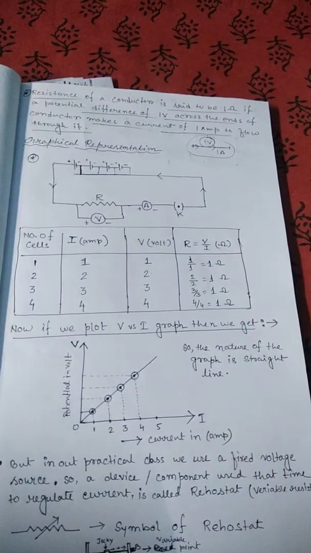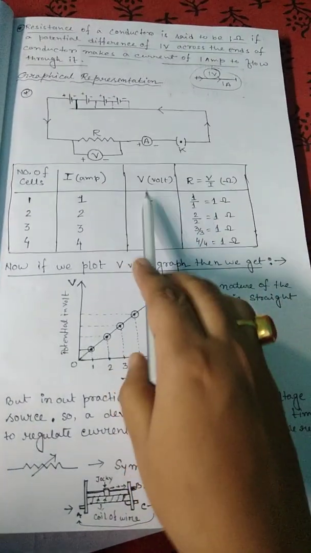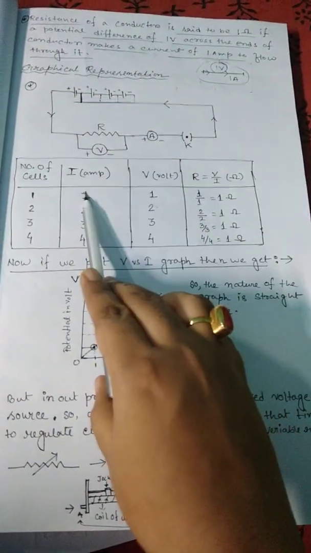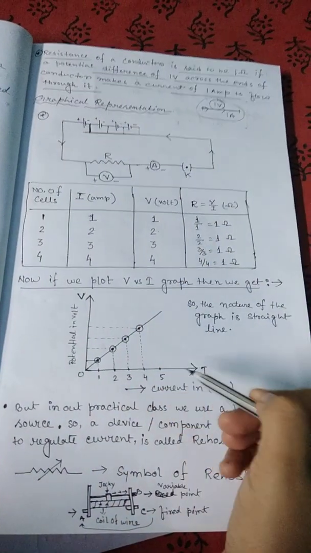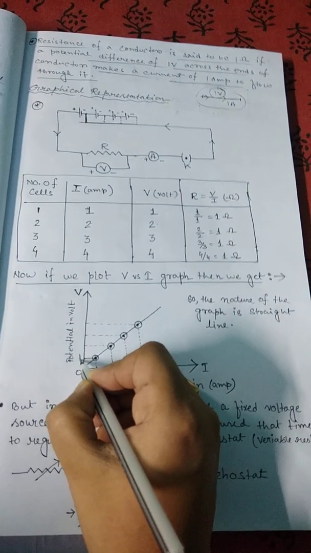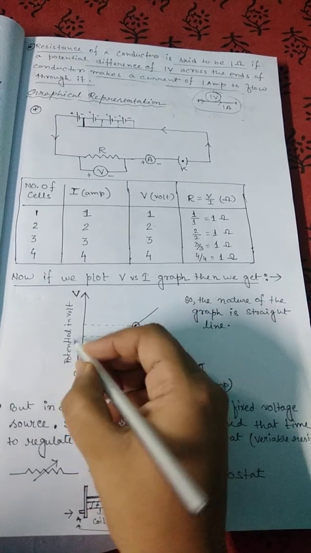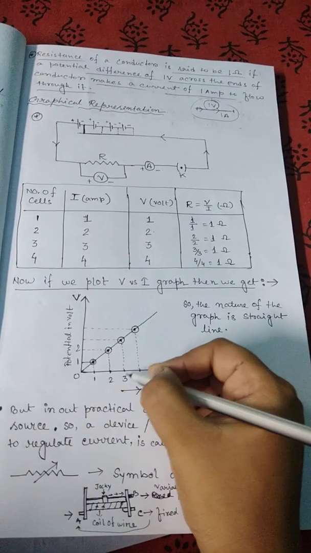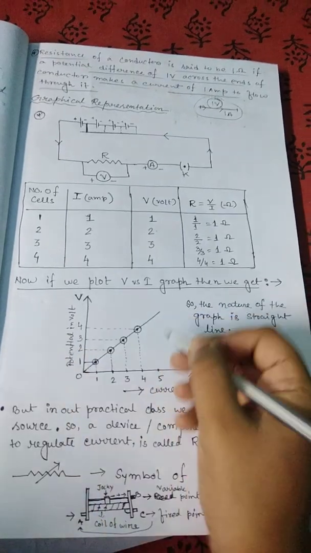Now, if we plot the graph with these two data, V versus I graph, we consider this is 1, this is also 1. So when current is 1, voltage is also 1. Now, current is 2 ampere, voltage is also 2 volt. When current is 3 ampere, voltage is also 3 volt. And when current is 4 ampere, voltage is also 4 volt.